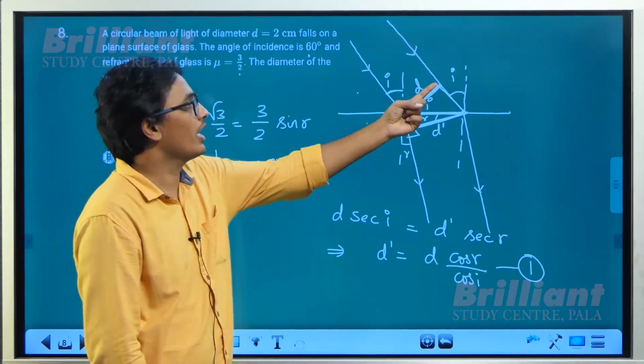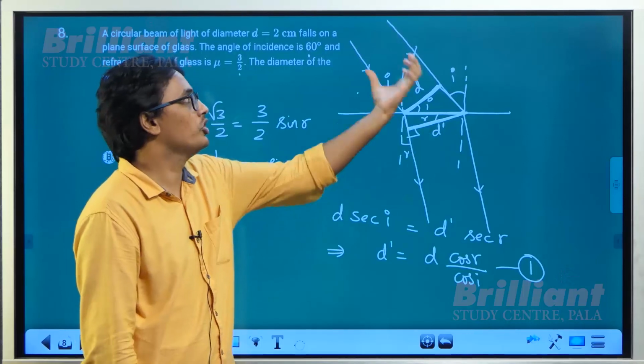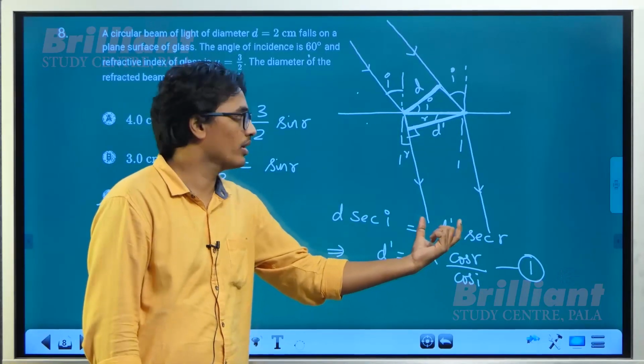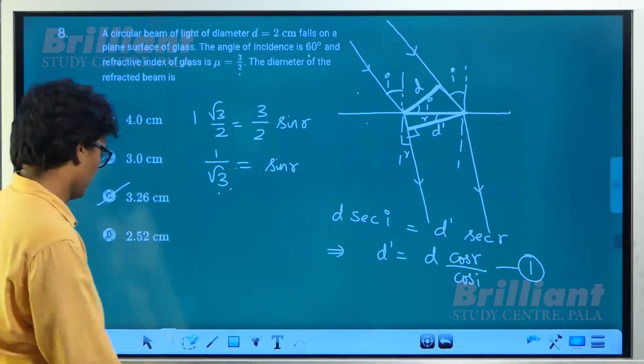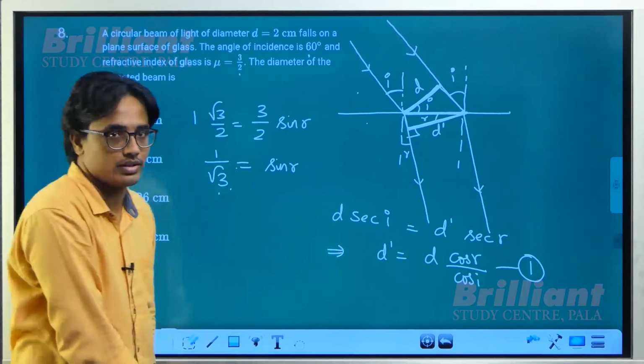Okay. So initial diameter, final diameter. These two are parallel lines. They remain parallel. So the perpendicular distance between them is diameter. Substitute in these values, you'll get the answer.